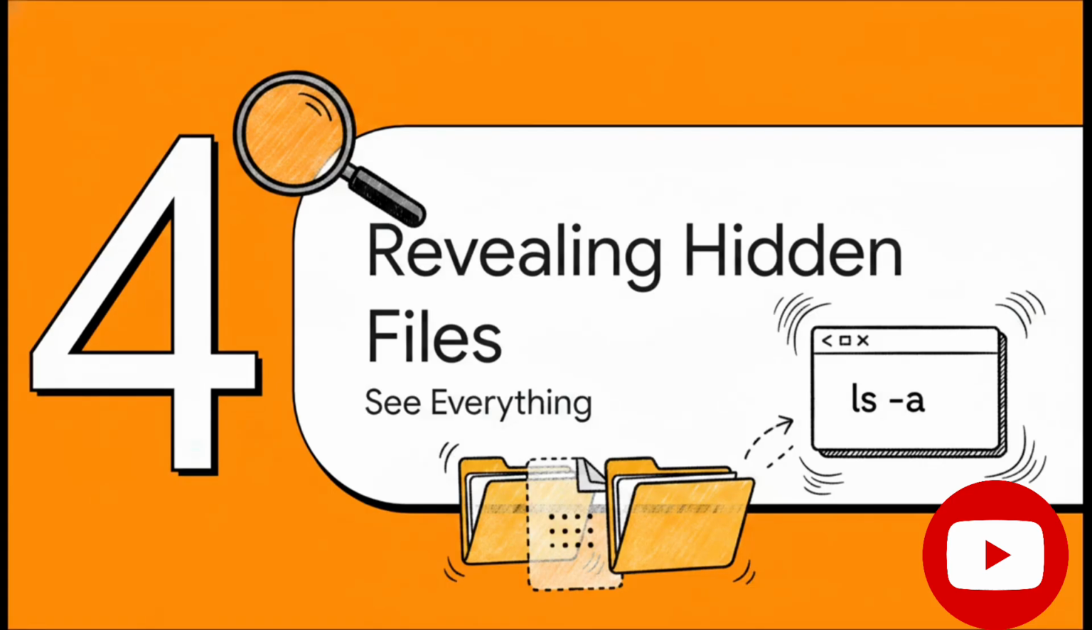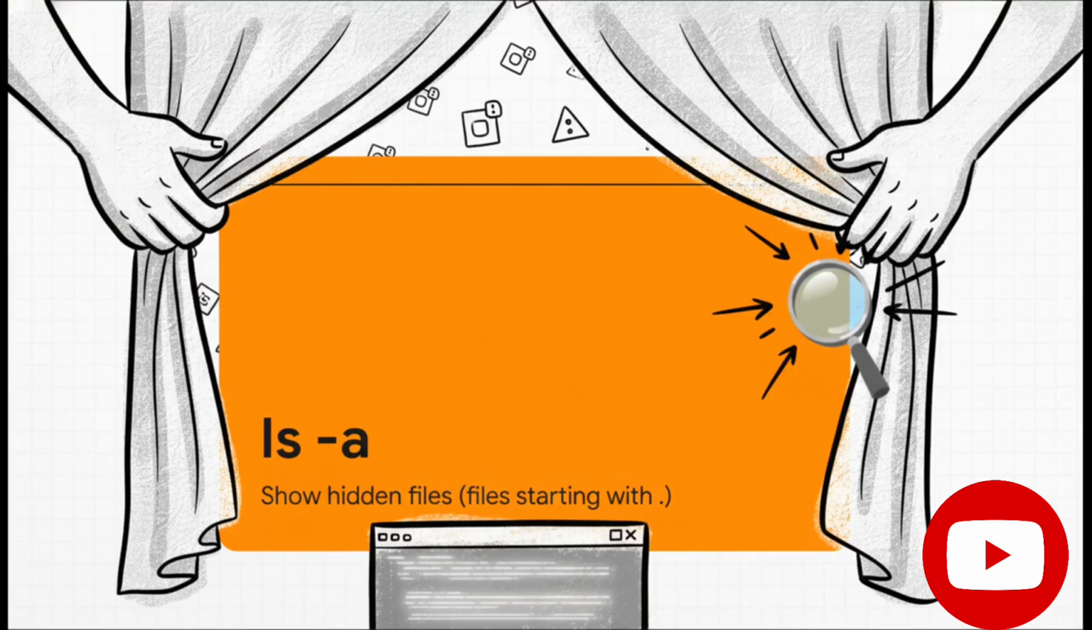Let's hit Section 4, revealing the hidden files so we can see absolutely everything. Believe it or not, your file system actively hides things from you to keep your workspace clean. But by using the -a option, which stands for all, you get the VIP backstage pass. In Linux and Unix systems, crucial configuration files start with a period, which automatically hides them from the standard ls output so you don't accidentally delete them. Type ls -a though, and the curtain is pulled completely back to reveal absolutely everything.